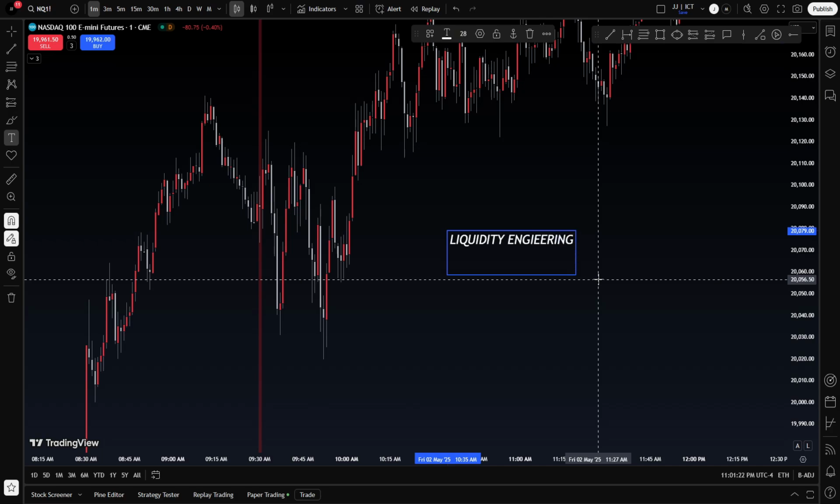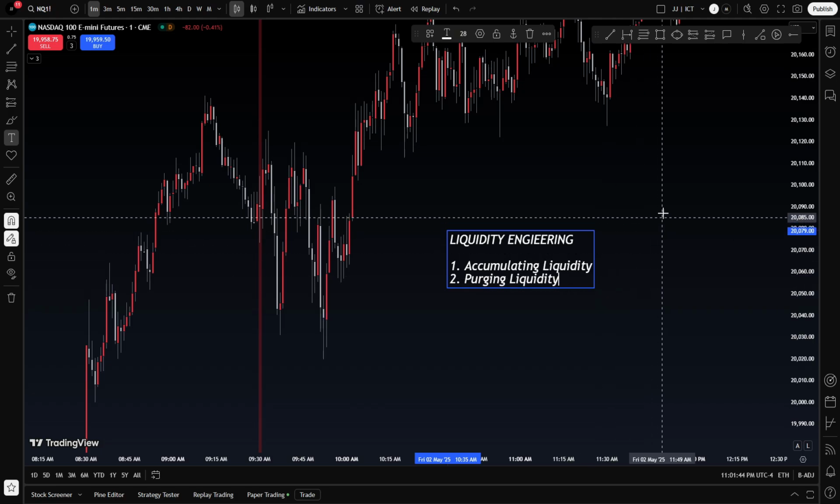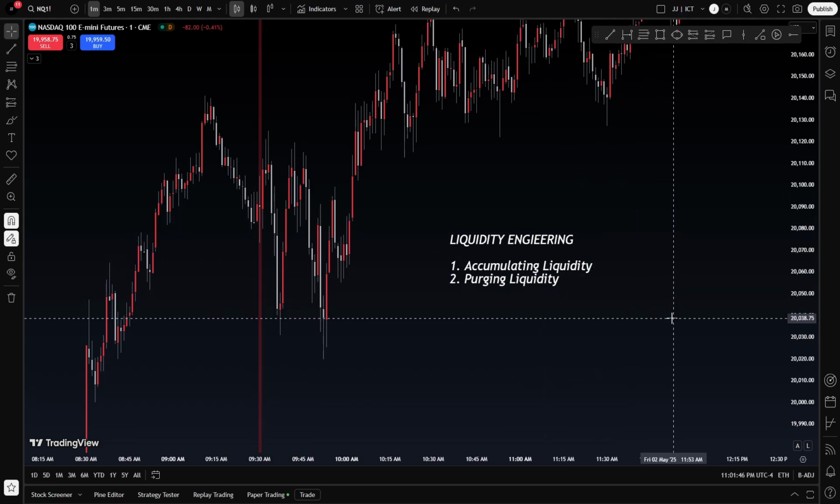Liquidity engineering, okay? It does this in 3 different ways. One, accumulating liquidity. Two, let's see, purging liquidity. And I think that's really it. Yeah, there's really only 2 ways. Accumulating and purging liquidity. That's simply it. That's the only 2 ways it could engineer liquidity, okay?